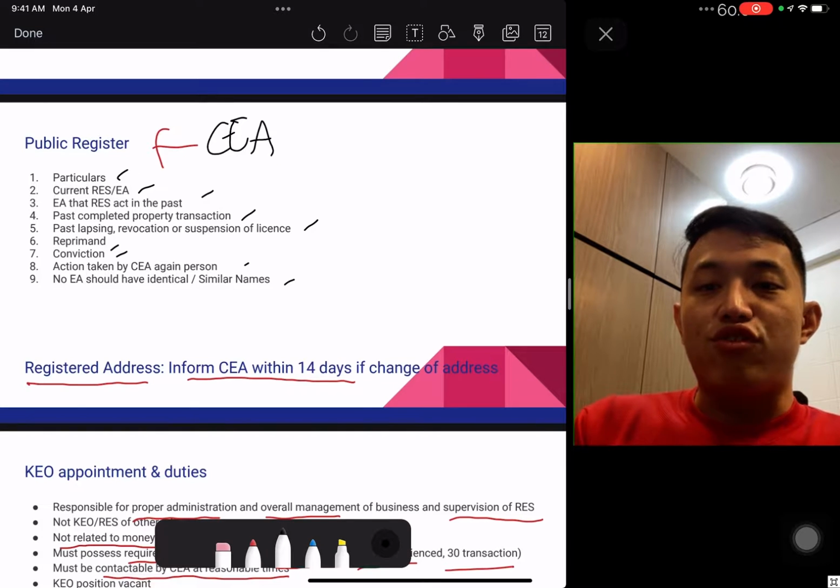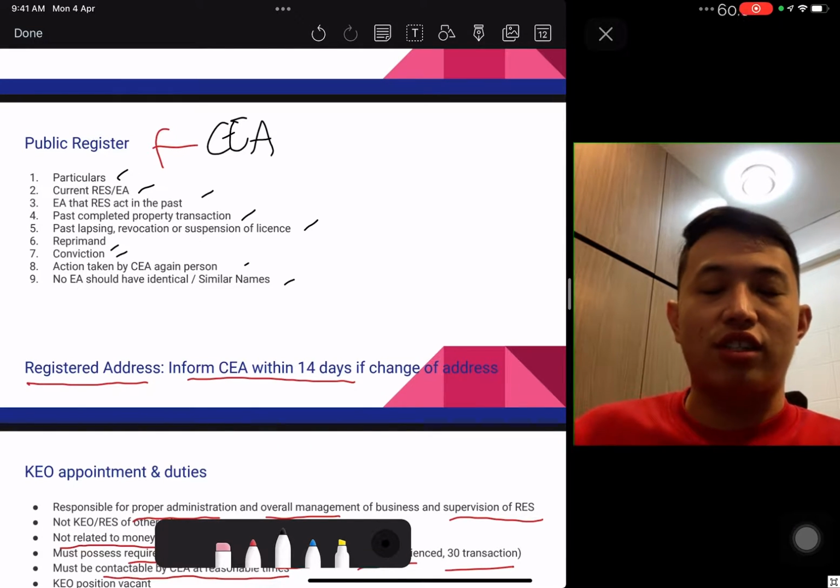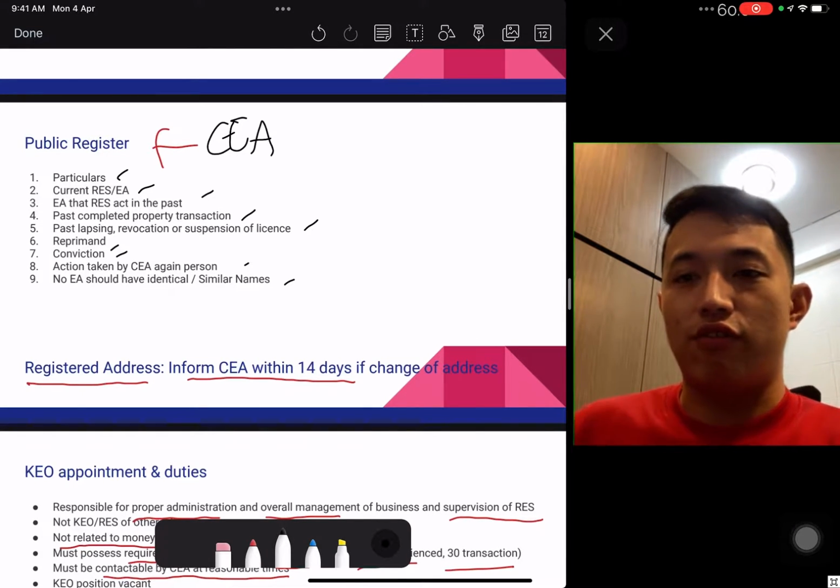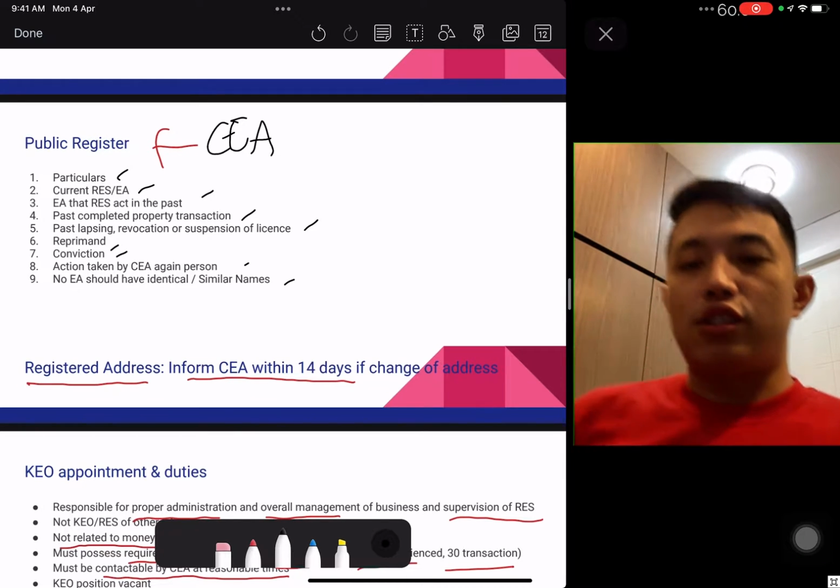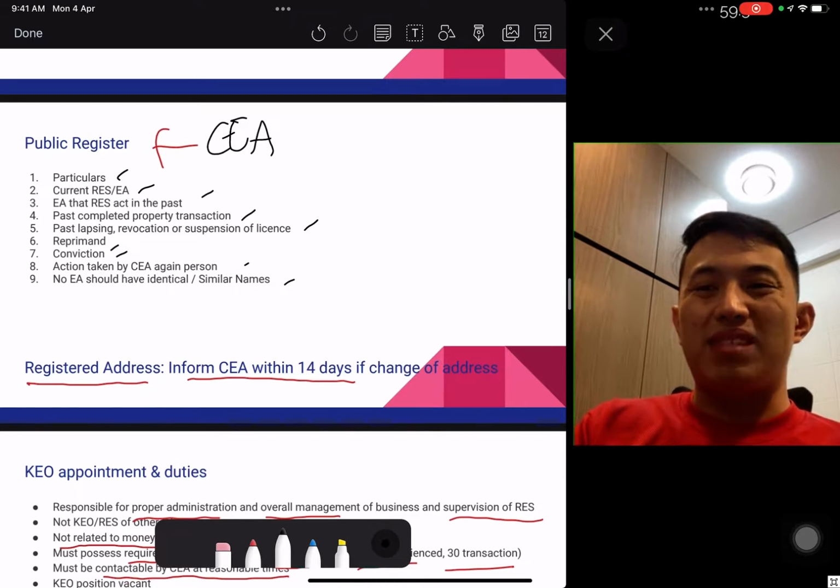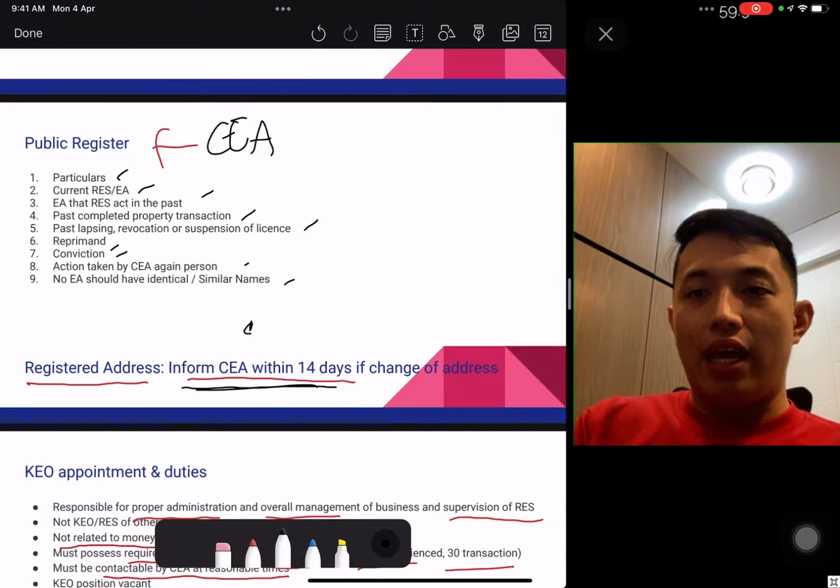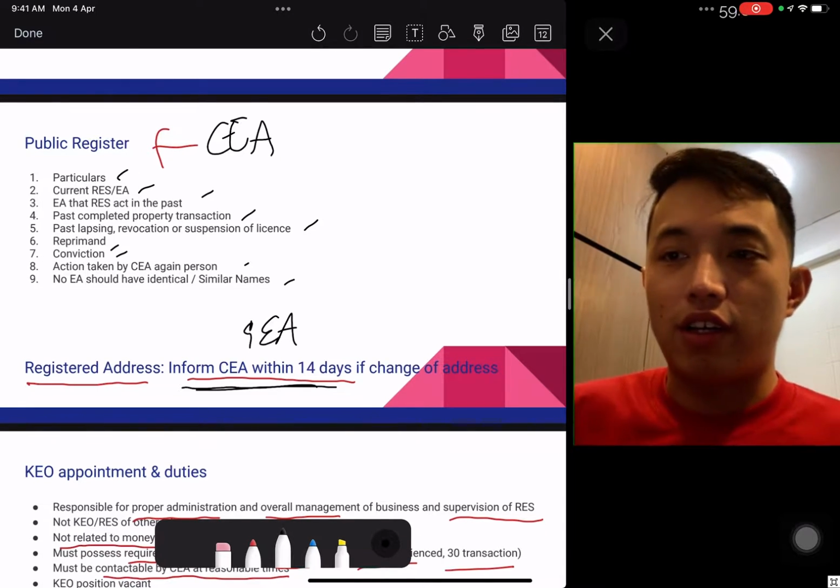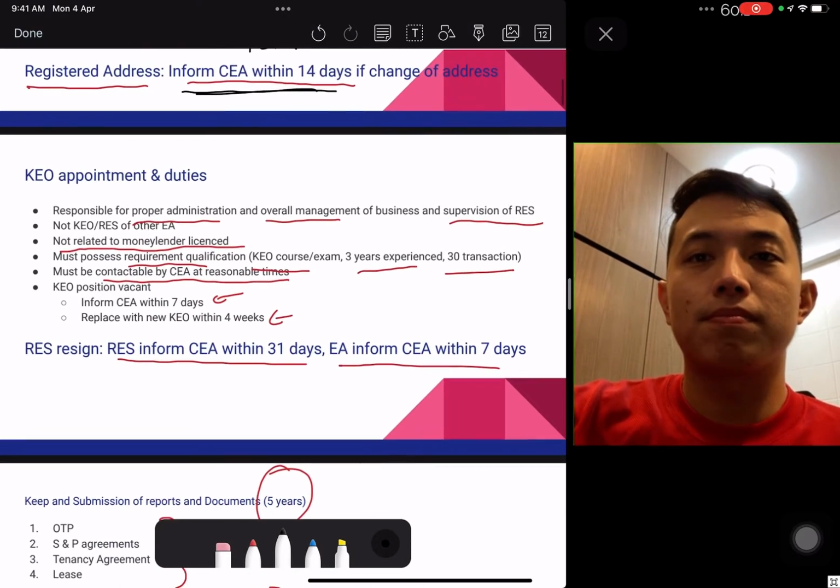So any change of address, or any change of resignation, guys, you remember, take note that you need to inform CEA in 14 days. So you need to inform CEA and your EA if you're changing any address.